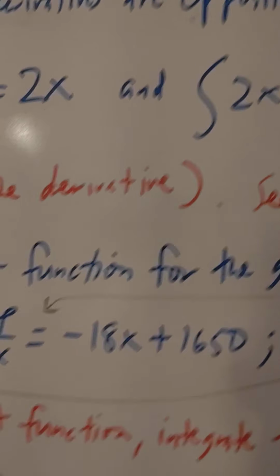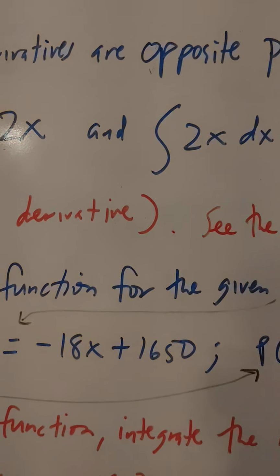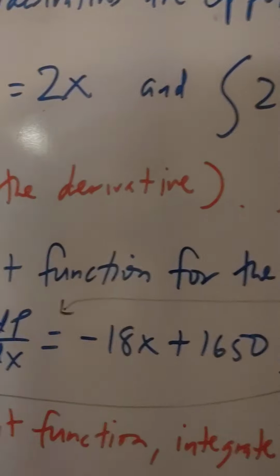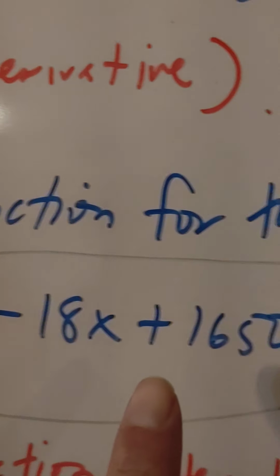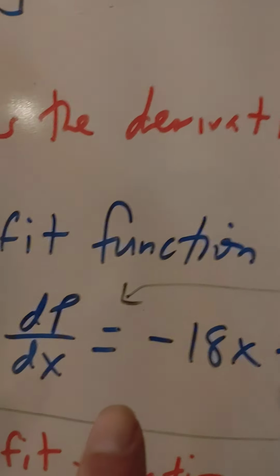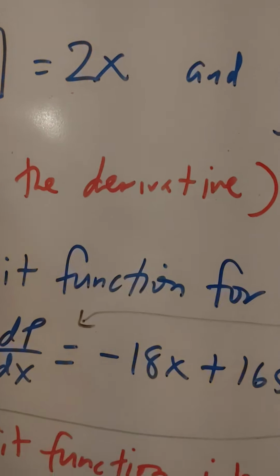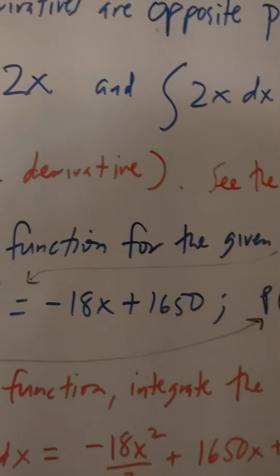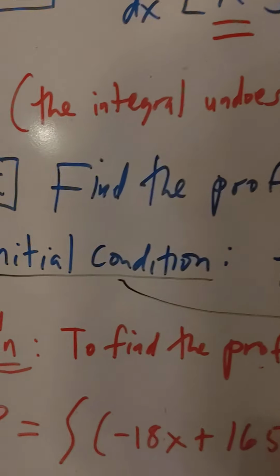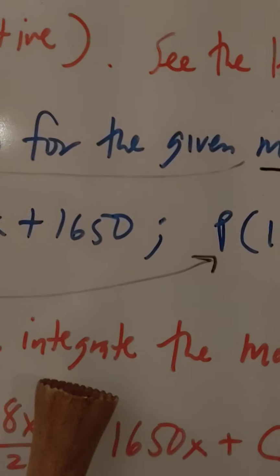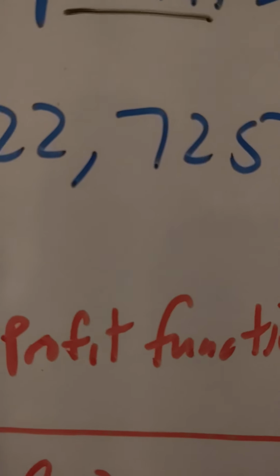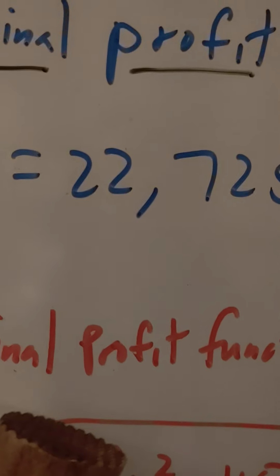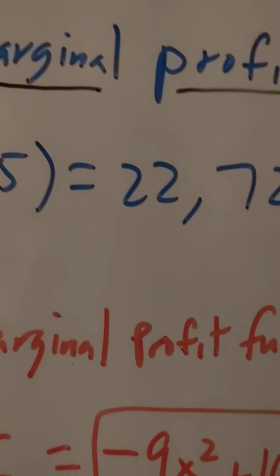When you input 15 into the profit function, you get 22,725. So let me just interject here. The integral of the derivative function will give you the original function, or in this case, the profit function. So here's our solution. To find the profit function, integrate the marginal profit function, because marginal means the derivative. If you integrate the derivative of the profit function, you'll get back to the profit function.